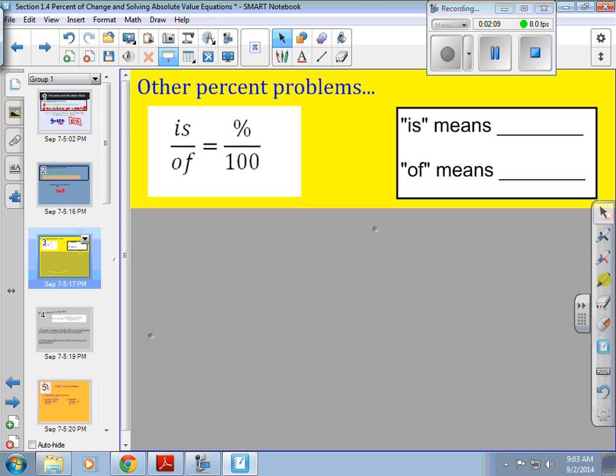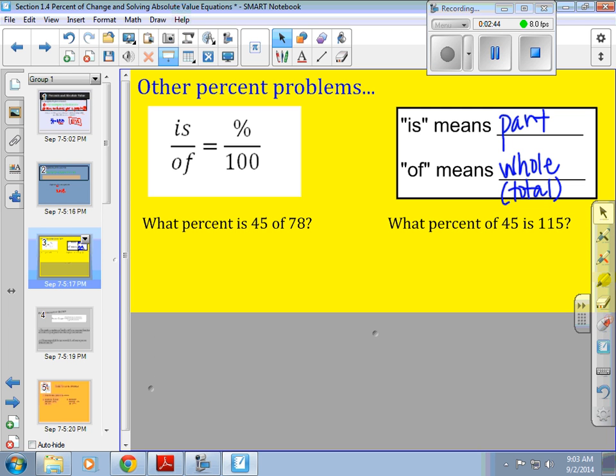Now, we're going to look at how to use proportions when we are looking at percent problems. Key words that we have are "is" and "of." Is means the part. Okay. Of means the whole number, or another word we could use is total. Okay. So is the part, of is the whole. And so when we set up proportions, we have the part over the whole is equal to the percent out of 100.